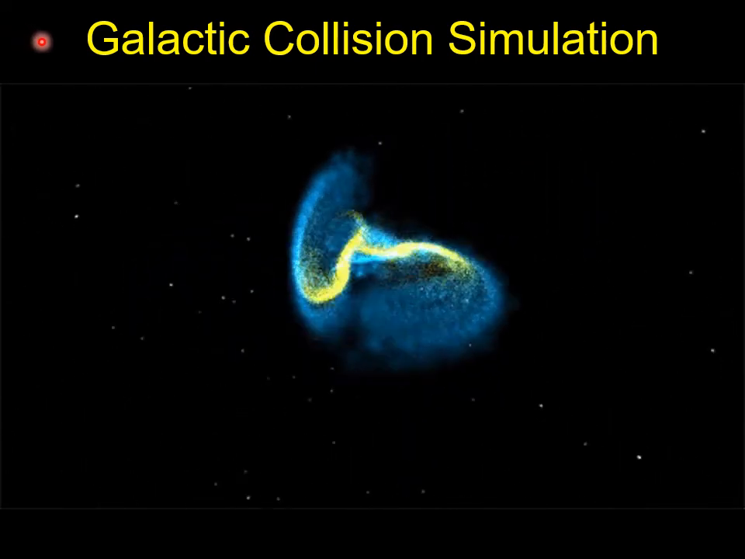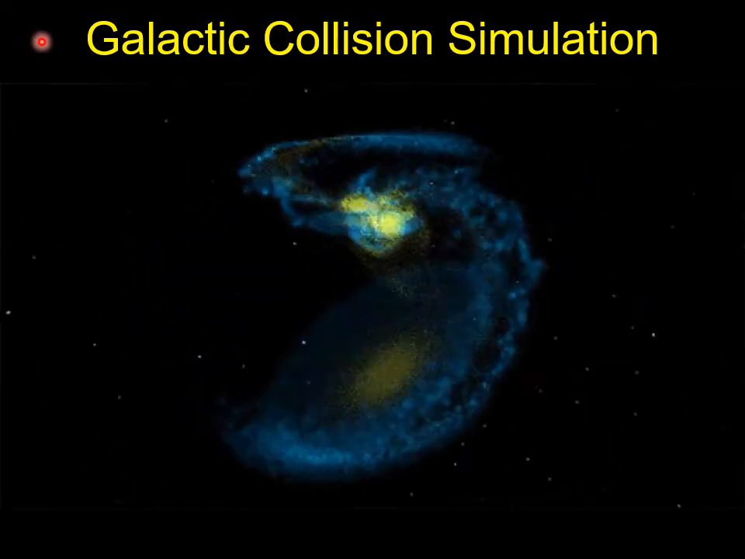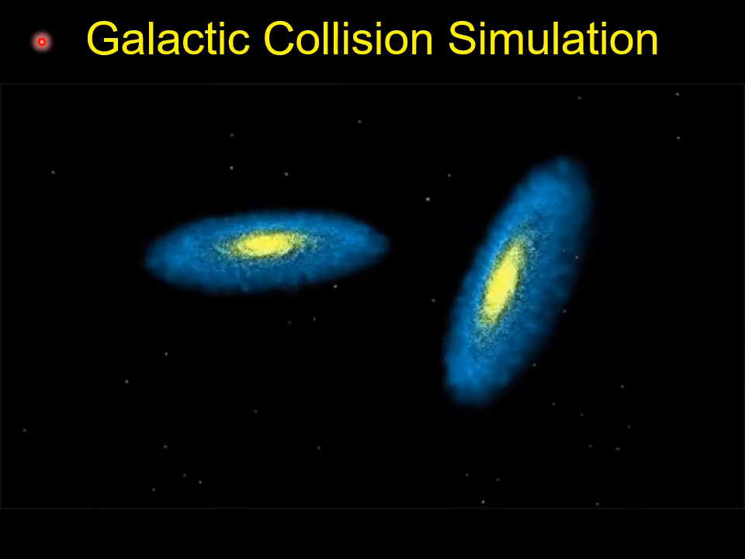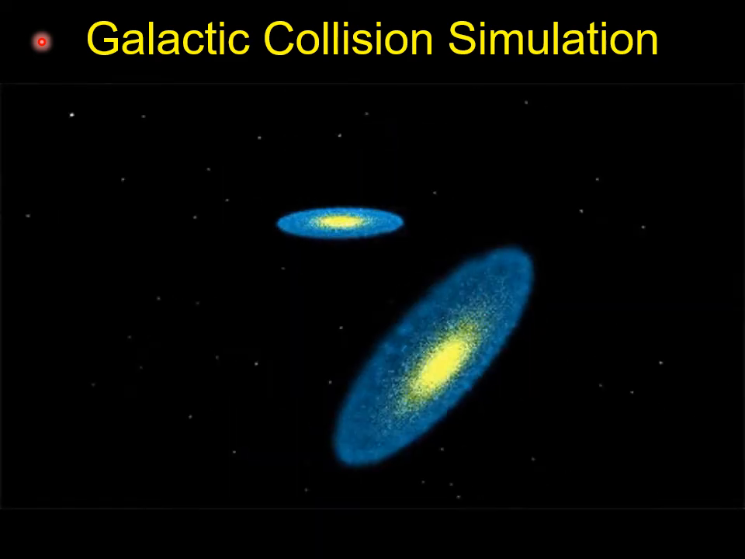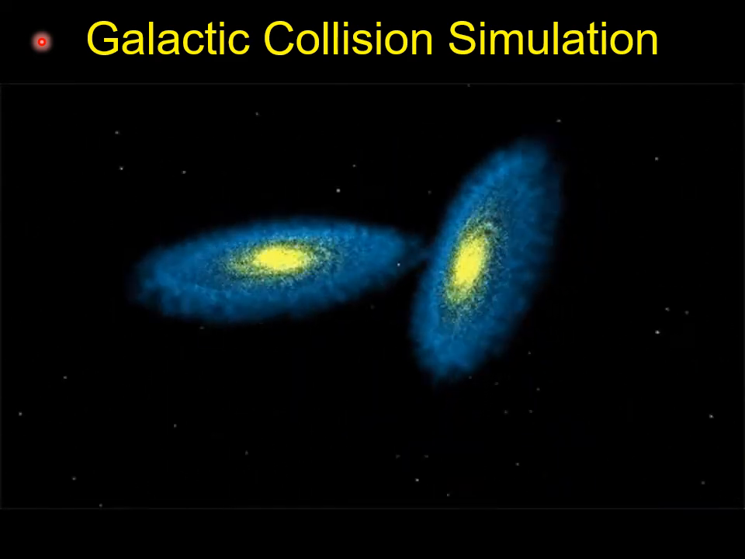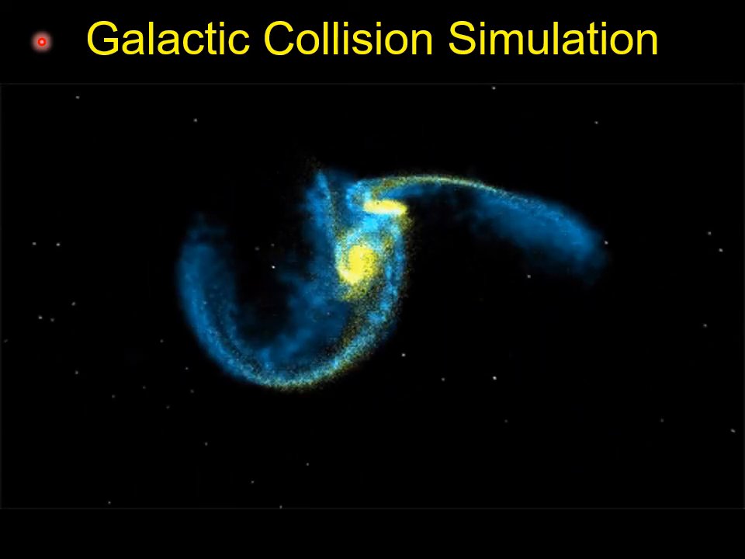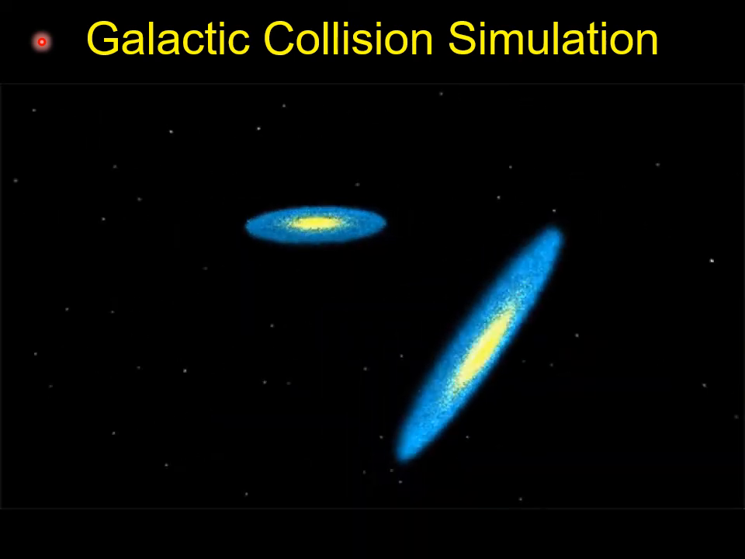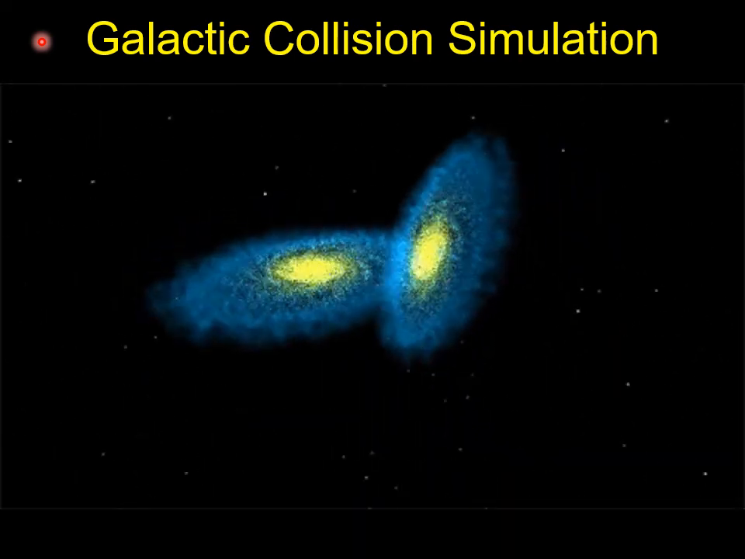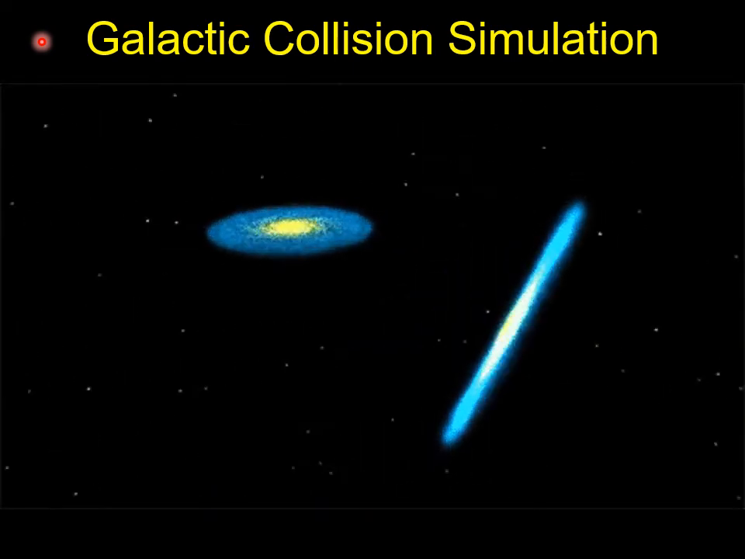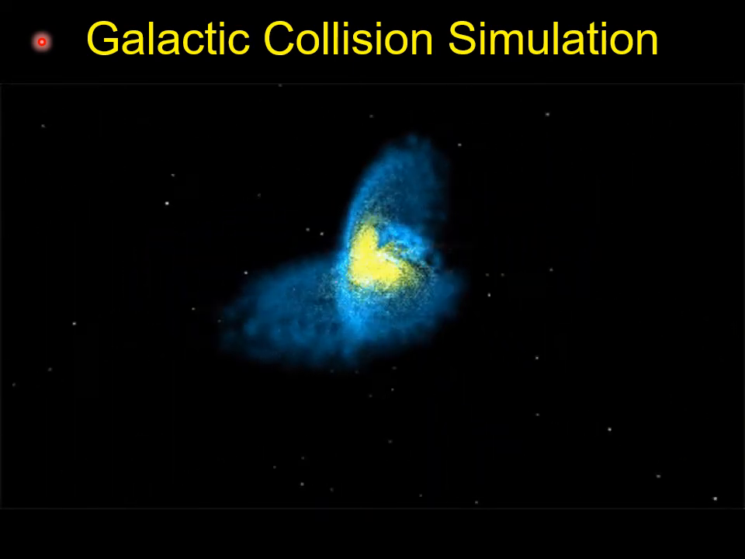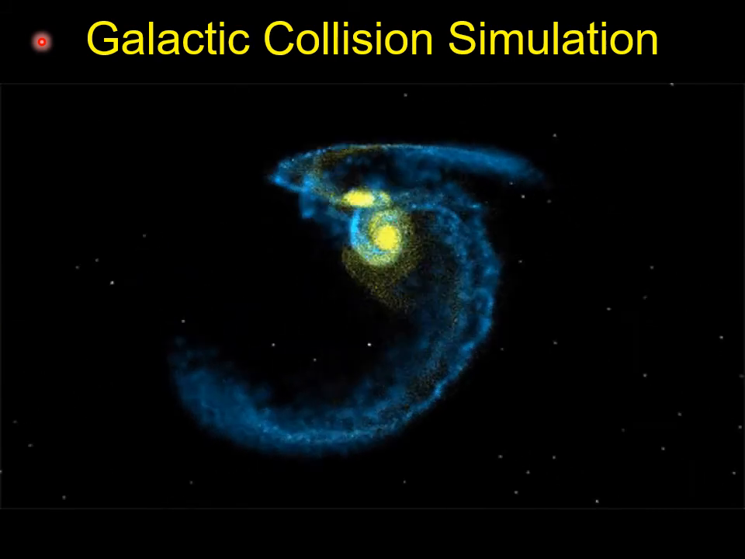Here's a computer simulation of a galactic collision of two spiral galaxies. Now this computer simulation has been sped up many, many times in order to show what happens over a long period of time. So this whole process that we're seeing in this video clip here would normally take at least 1 billion years, and perhaps much more than that, maybe 5 or even 10 billion years.